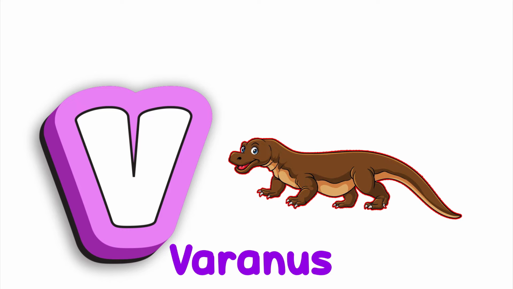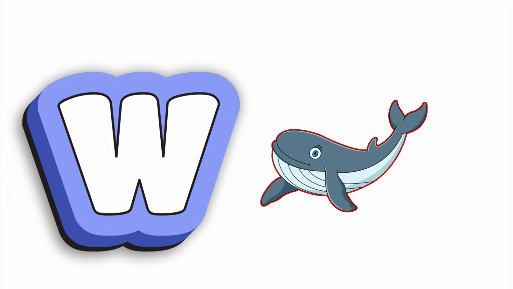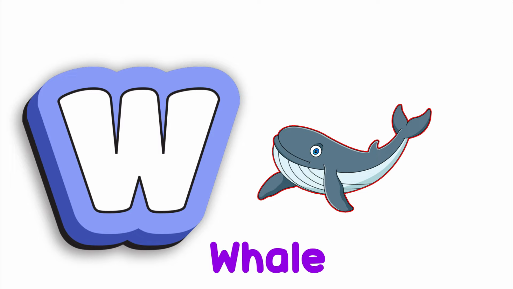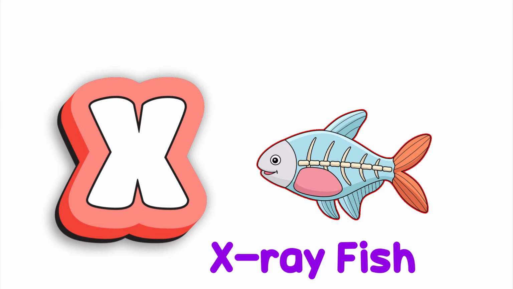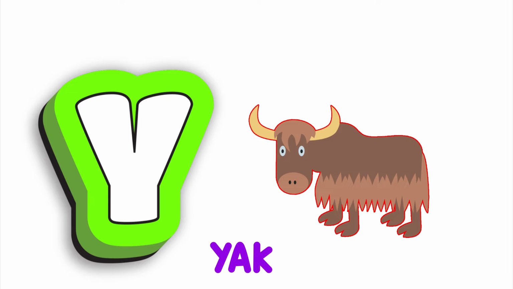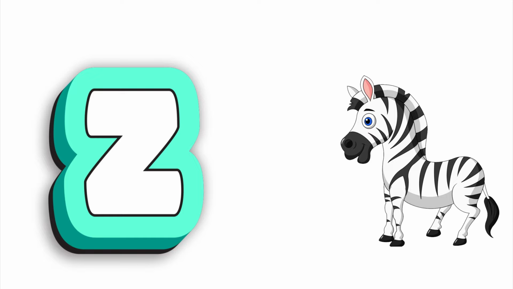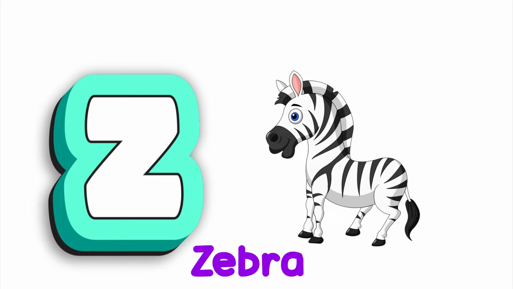V is for varanus. V, v, varanus. W is for whale. W, w, whale. X is for x-ray fish. X, x, x-ray fish. Y is for yak. Y, yak. Z is for zebra. Z, z, zebra.